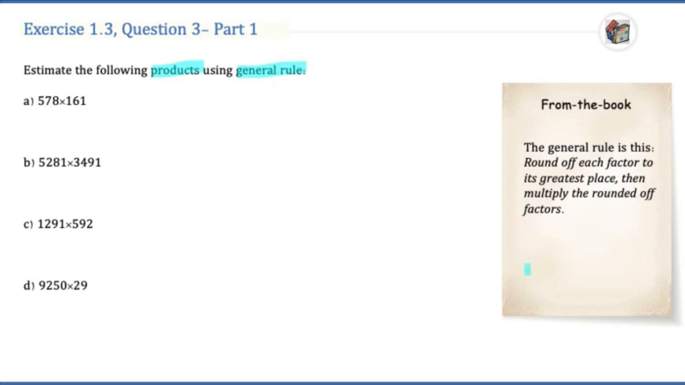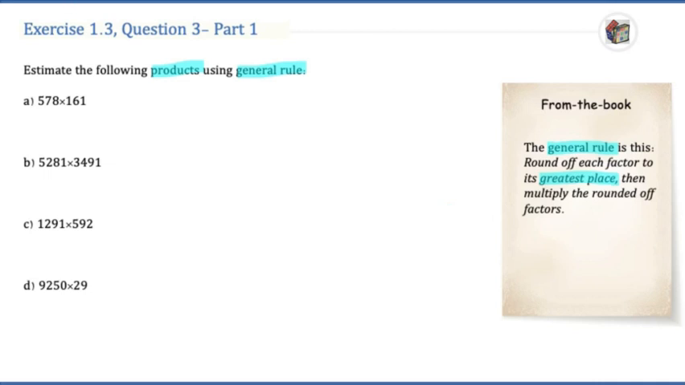Now this is a page from your NCERT book telling you what the general rule is for estimating products. So see what it says. It says round off each factor. A factor is, for example, 578 is one factor and 161 is another factor in this product. So basically all the numbers that you're multiplying, they all are factors of the product. So you have to round off each factor to its greatest place and then you have to multiply the rounded off factors. That means whatever you get after you round off, you multiply them.